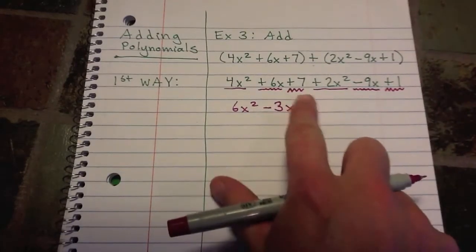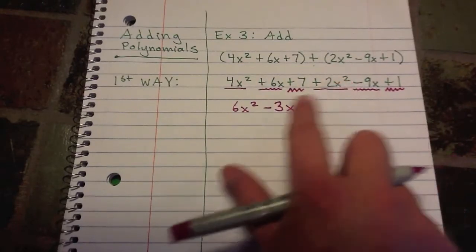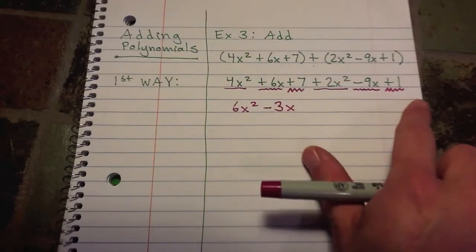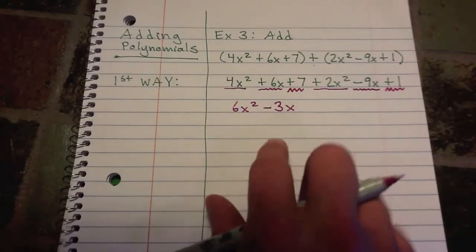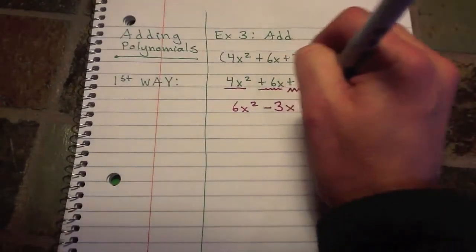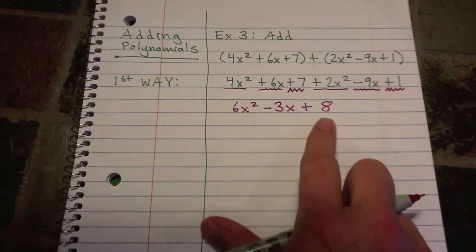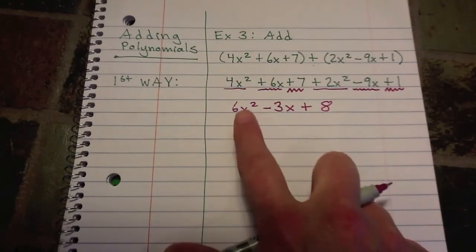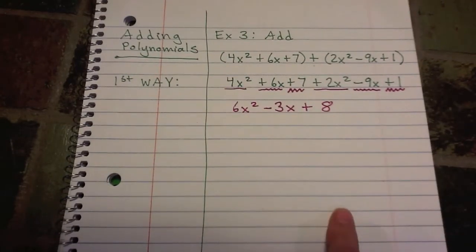And I suggest you do something like this where I'm underlining, or you cross things out as you combine them, because sometimes these get really long and you might miss a term in there. So it's nice to do something that kind of acknowledges you've already taken care of those terms. And then a positive 7 plus 1 more is a positive 8. Check it one more time, make sure. It should also be in standard form. Notice I combined them in standard form. I combined my highest degree all the way down to my lowest degree. And that's the first way of adding polynomials. Now I'm going to show you the second way.